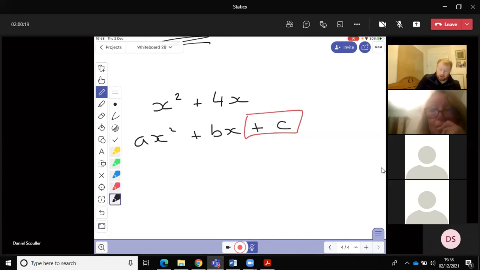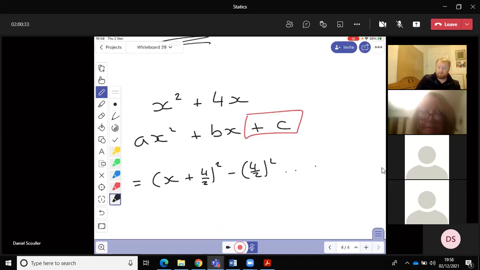So let's put it into the format. x plus 4 over 2 squared minus 4 over 2 squared. And then there's just nothing after that. There's just no c value.